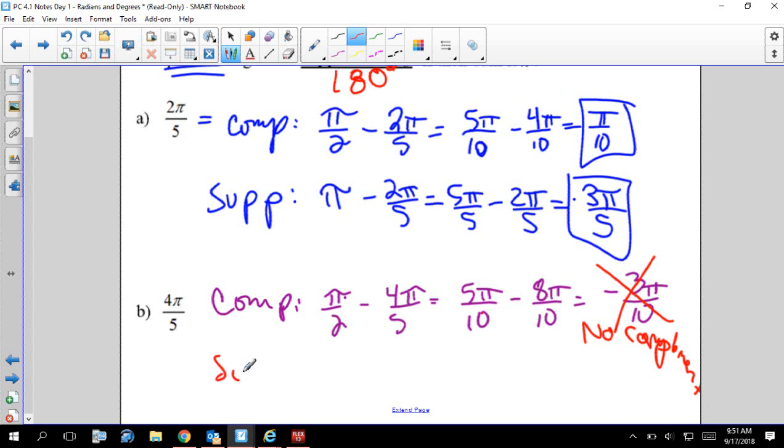So then supplementary, if I have pi, which is 5 pi over 5, minus 4 pi over 5, I get pi over 5 as my supplement. That one works fine. It's just the complement didn't work well.